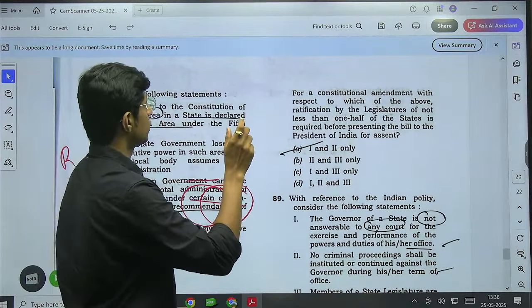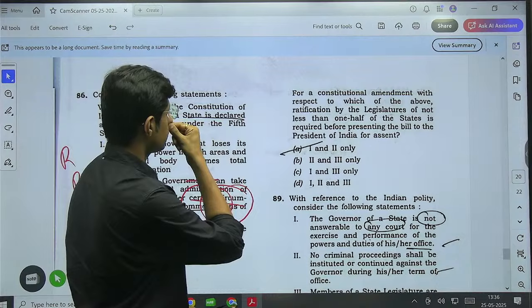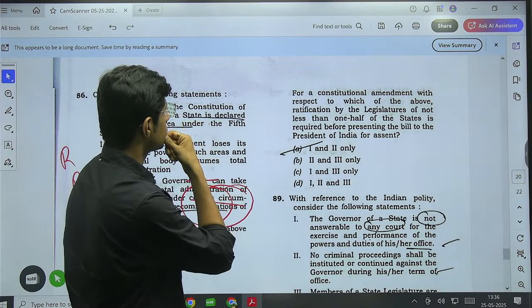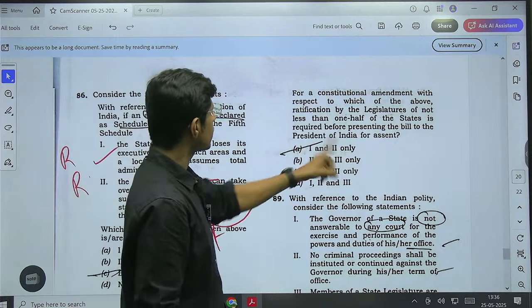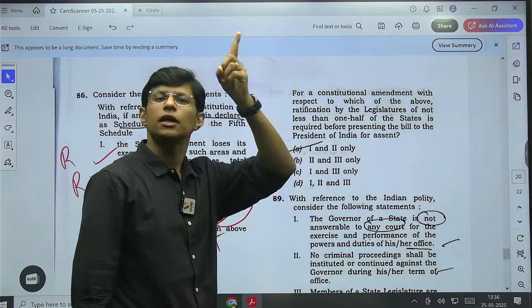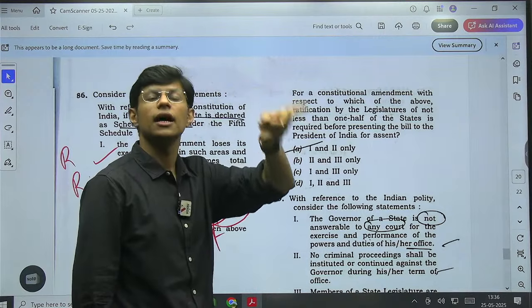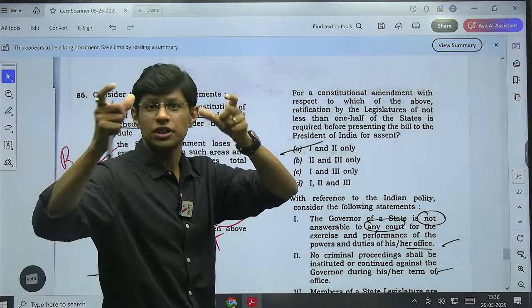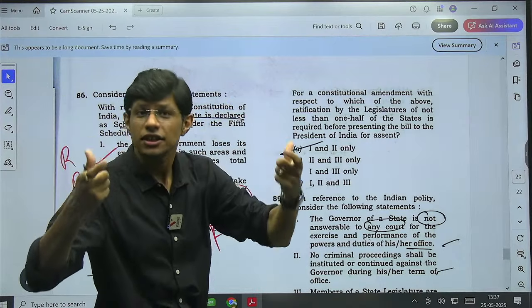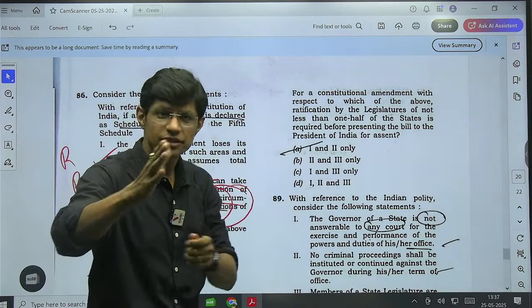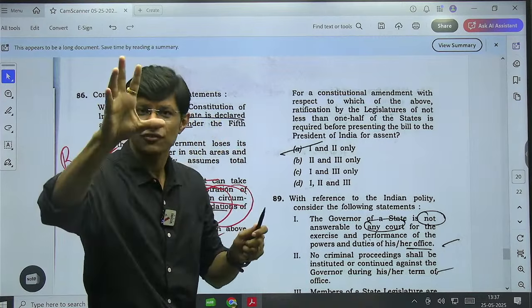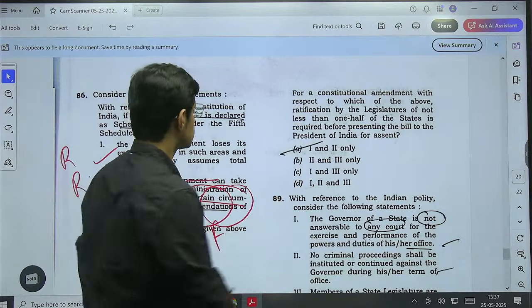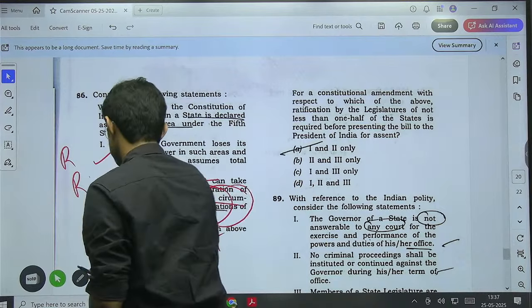Which is required before, with respect to which of the above? So 1 and 2. 1 and 2: Union List, 7th Schedule, and the second one is extent of the executive power of the state. So this too affects the federal nature of the Indian state. Governor's office absolutely has got nothing to do with the federal nature. Why? Because governor's office is a unitary feature. So option A is the correct answer.